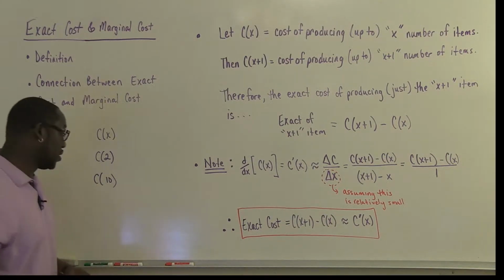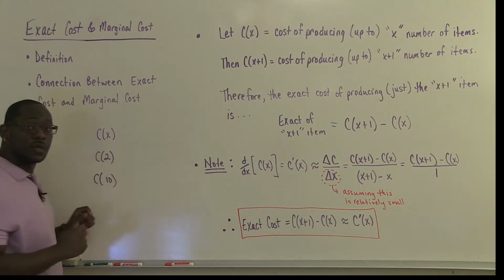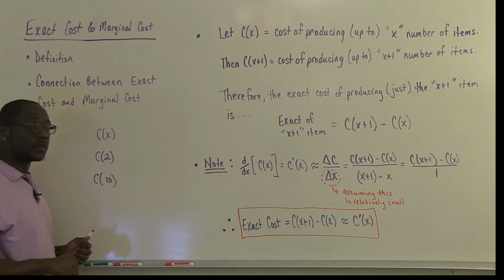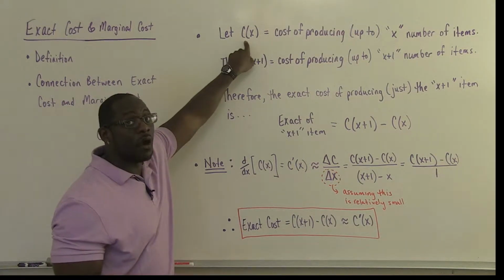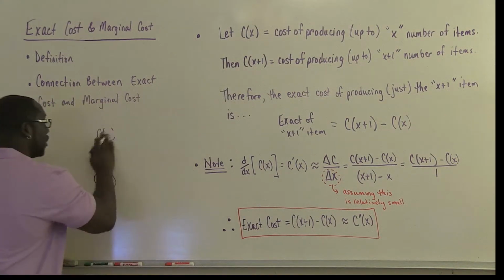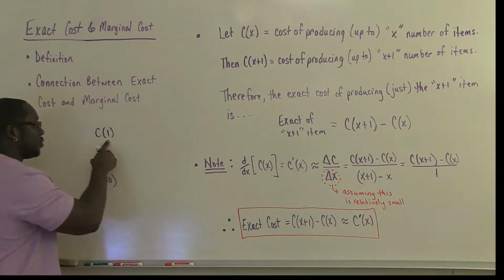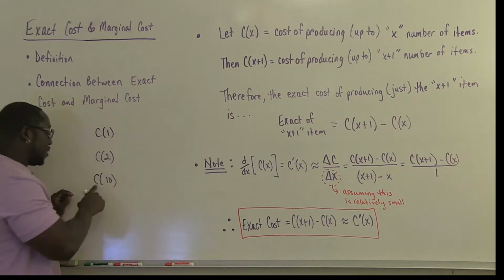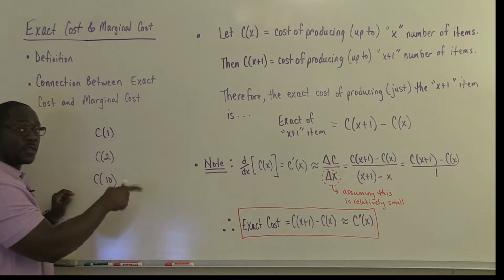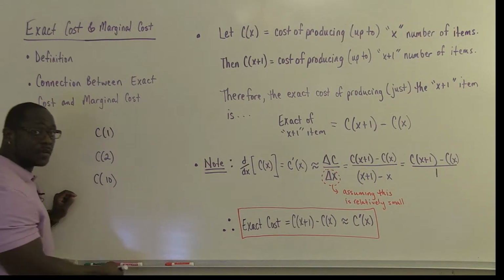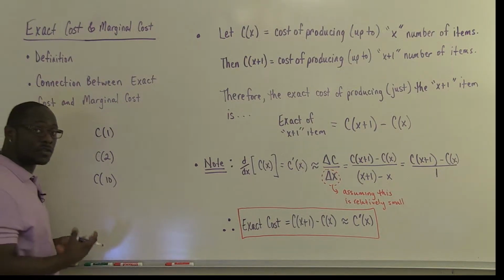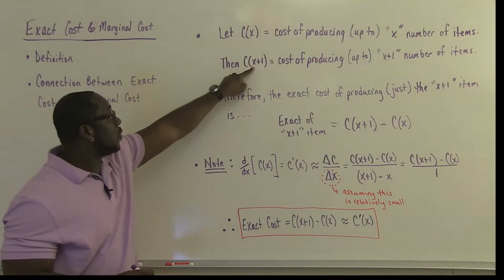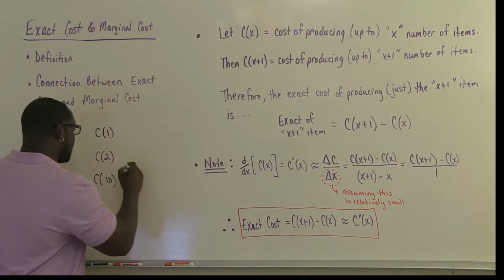What this does not mean, in the case of C of 2, is that this is the cost of producing just the second item, okay? So we're not defining this particular cost function that way. Here, if we had C of 1, that would be the cost of producing just the first item. C of 2 would be producing the first and the second item. C of 10 would be the first, second, third, fourth, fifth, sixth, seventh, eighth, ninth, and 10th item all together as a cumulative cost.